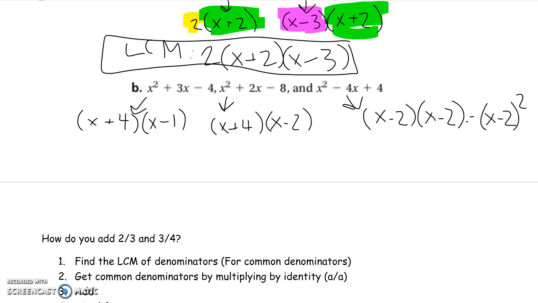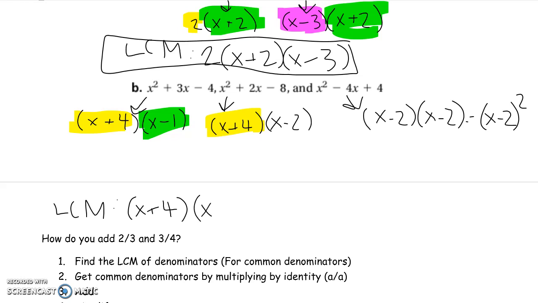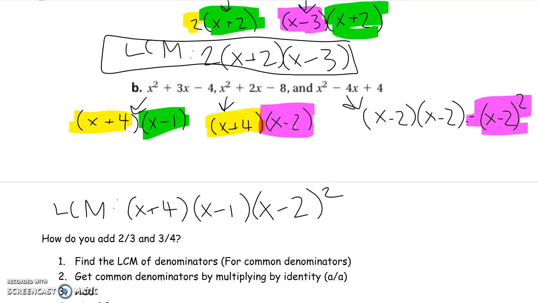Then for our least common multiple, we look at all the factors of x plus 4. There's a power of 1 and a power of 1. So the highest power is 1. So for the least common multiple, we have x plus 4 to the first power. Then we look at the x minus 1's. We have a highest power of 1, so x minus 1 is a factor of our least common multiple. And then we look at the x minus 2's. So I have a power of 1 here, and I have a power of 2 here. The highest power is 2. So for our least common multiple, we'll have x minus 2 squared.